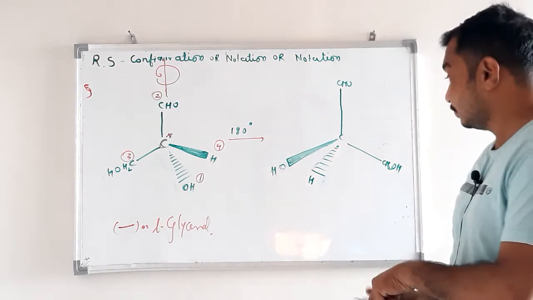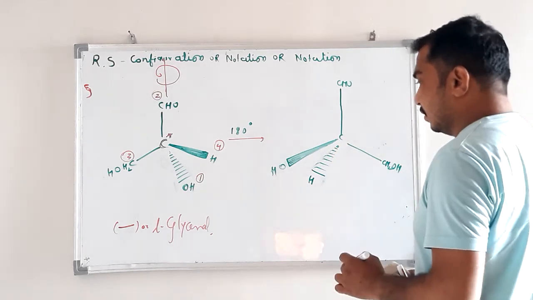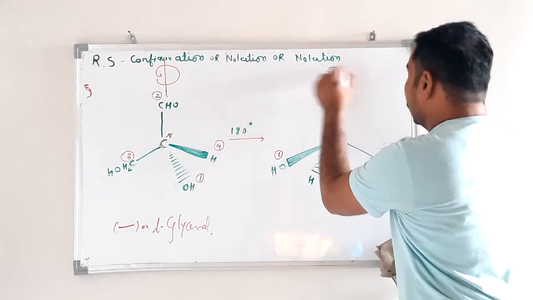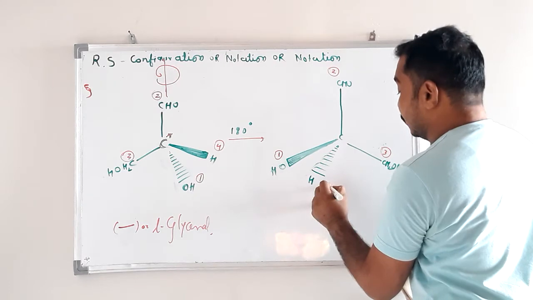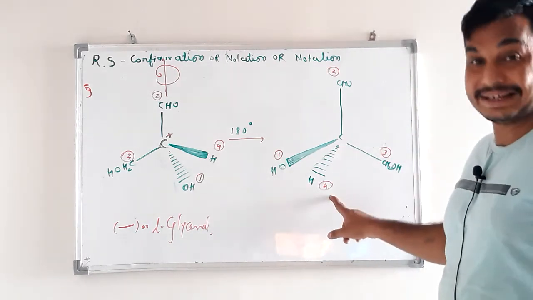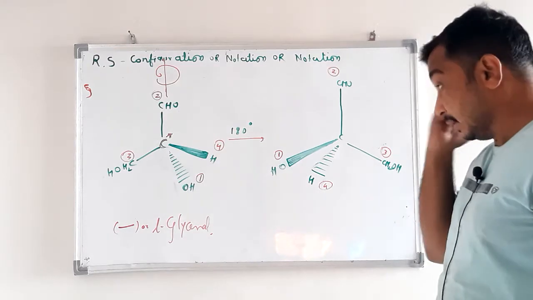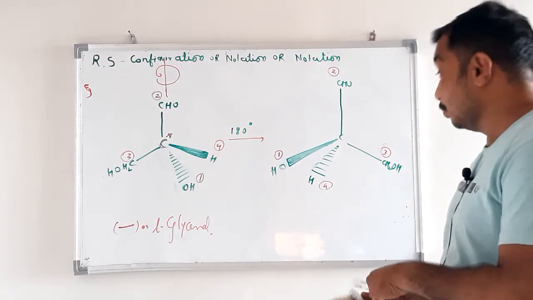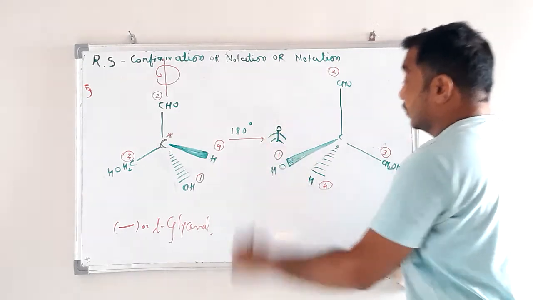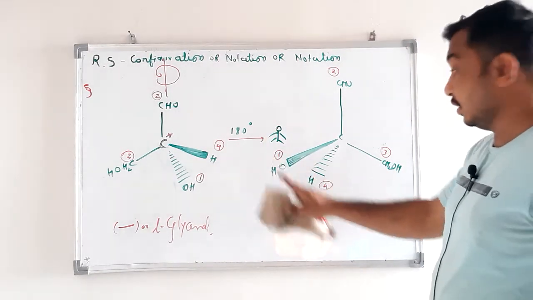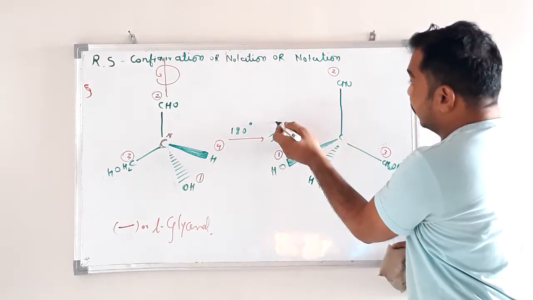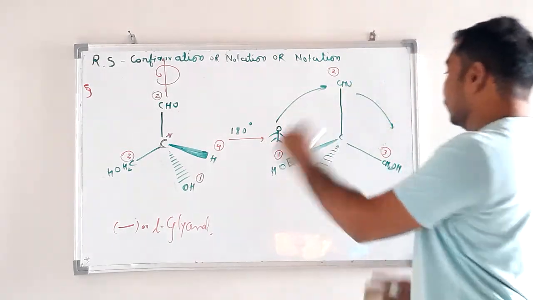Okay. Now numbering remains the same, 1, 2, 3, 4. Now the lowest priority group is on the back side. Okay, that we want. Then start moving from highest priority to lower side. Here OH group is number 1. So come here and start moving from 1 to 2, 2 to 3.